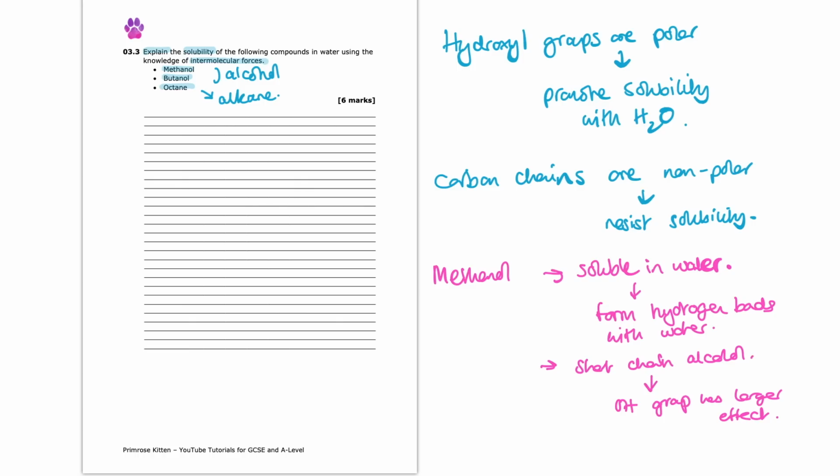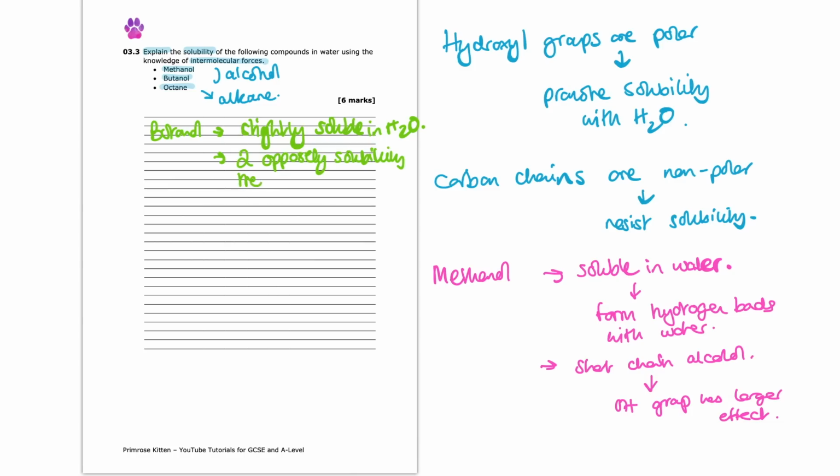Okay, so now let's have a look at butanol and say something a bit about butanol. Butanol is soluble, but it's less soluble in water. So we're going to say that it's slightly soluble in water. That's because we have more of a balance this time, as it's a longer chain molecule, between those polar hydroxyl groups and the non-polar carbon chains, kind of like they're opposing each other. So we've got 2 opposing solubility trends.